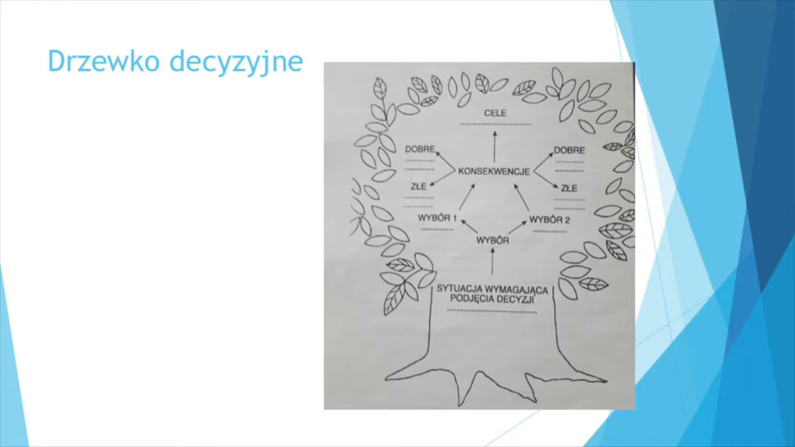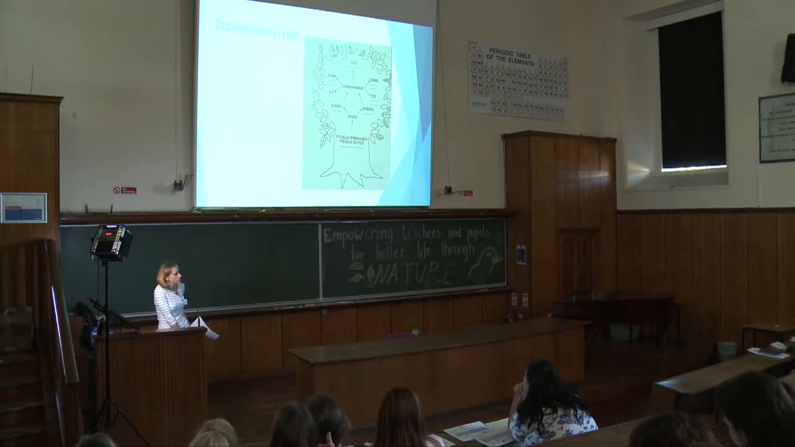The first element is the problem to solve. Then you have choice number one and choice number two, and you have to find with children the after effects, good or bad, positive and negative. And at the end, you have the aim. Using these methods, you can solve a lot of problems, a lot of questions when children have to decide, have to make a decision.